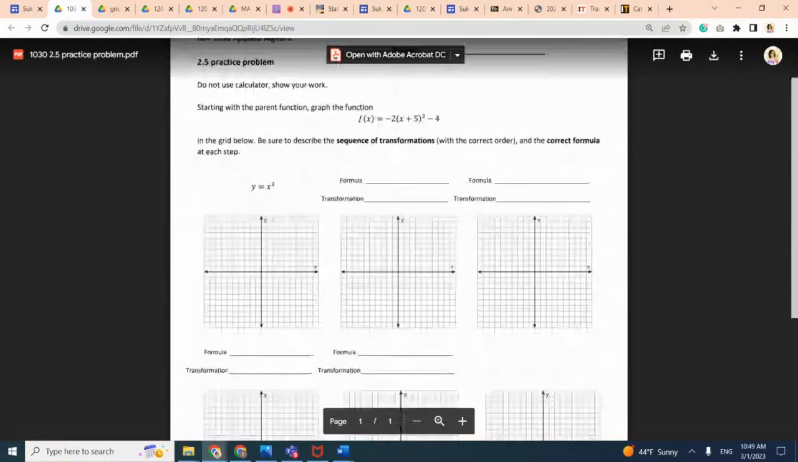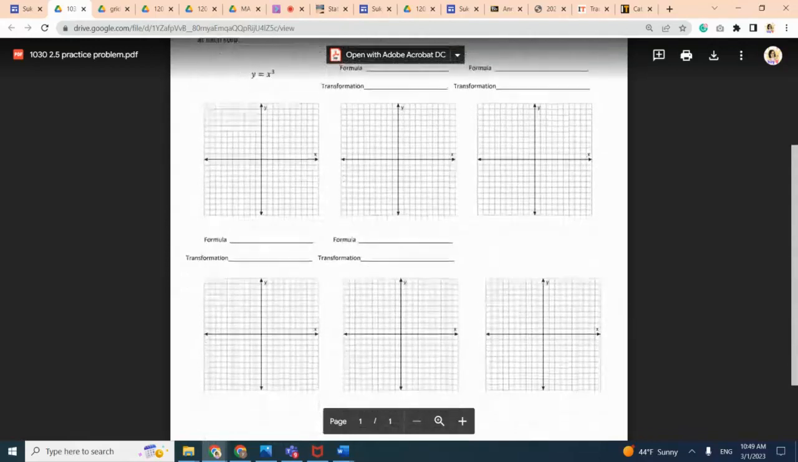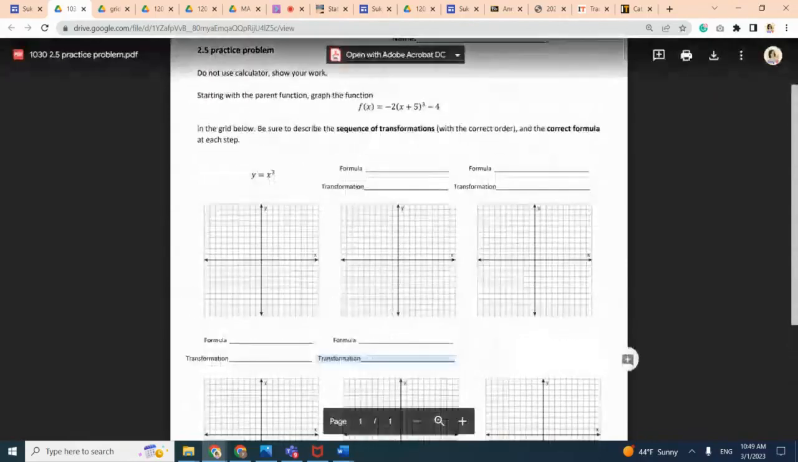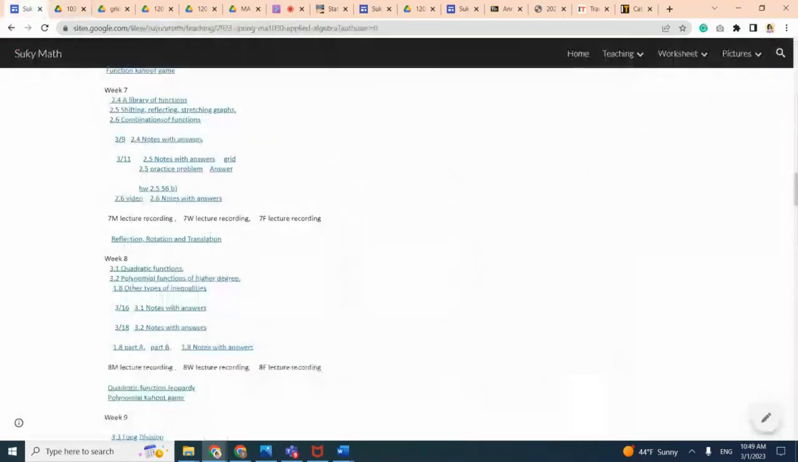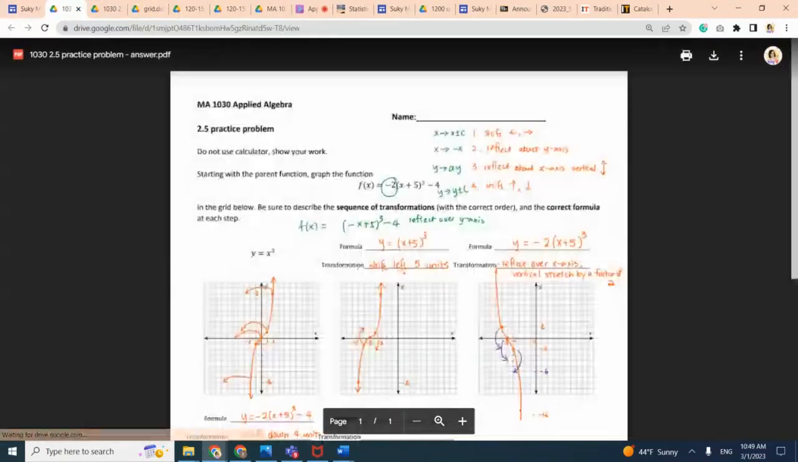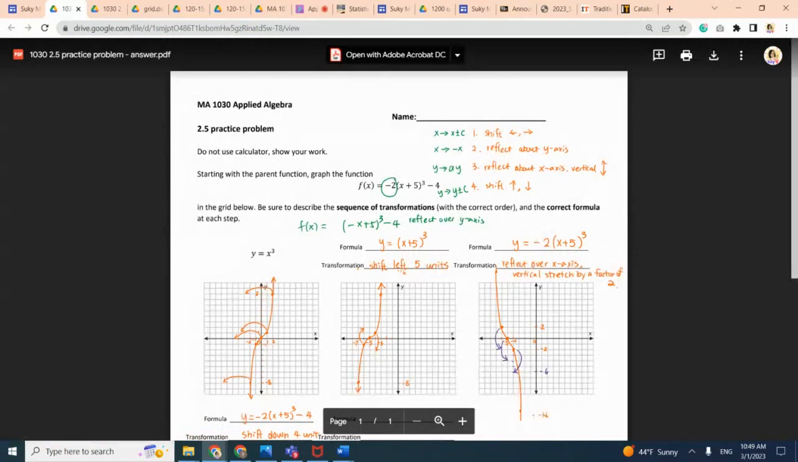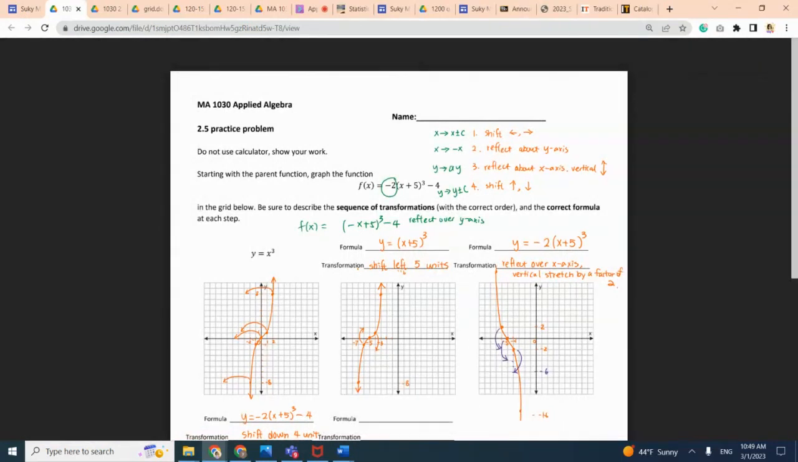Your next quiz looks like that. So this is a practice problem. Do this problem, and you have an answer as well. Okay, so promise me you're going to do that practice problem. Promise, your quiz is going to be like that.